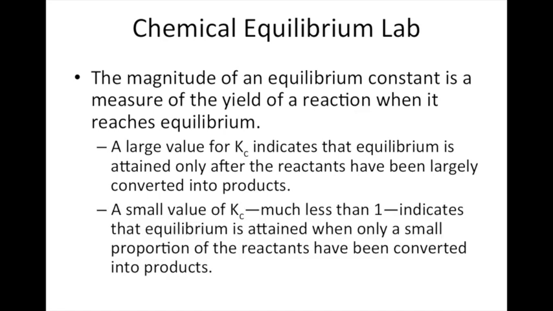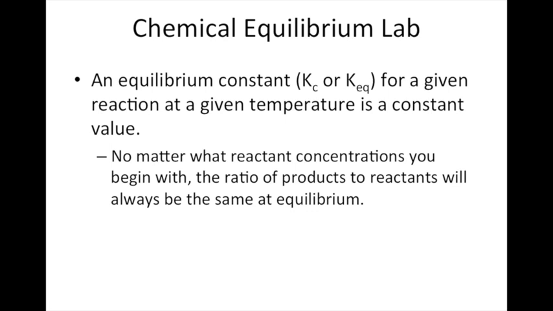And if a reaction has a small Kc value, that indicates that once the reaction's reached equilibrium, you're going to have a lot less product relative to the amount of reactant. So we say that that reaction would proceed very little to the right in order to reach equilibrium. An equilibrium constant for a given reaction at a given temperature is a constant value. And that's important to think about. So that tells us that no matter what reactant concentrations we begin our reaction with, the ratio of products to reactants will always be the same at equilibrium for that reaction at a given temperature.